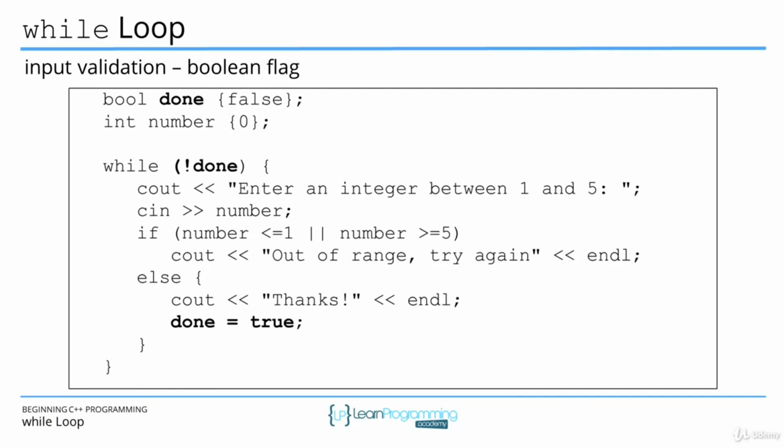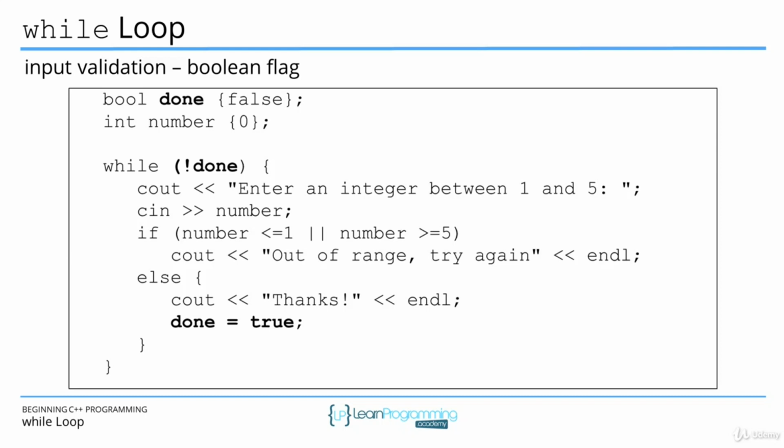In this example, we'll use a Boolean flag to control our while loop. First, we declare a Boolean variable named done, and we set it initially to false. The idea is that when this variable becomes true, then the user entered a valid number. So the loop test, while not done, will be true since we set it to false, so we enter the loop. In the body of the loop, we prompt the user for a number and read it. If the number is not valid, we display an error message and loop again since done is still false. If the number is valid, we display thanks and set the done flag to true. Now the loop condition will fail and we exit the loop.